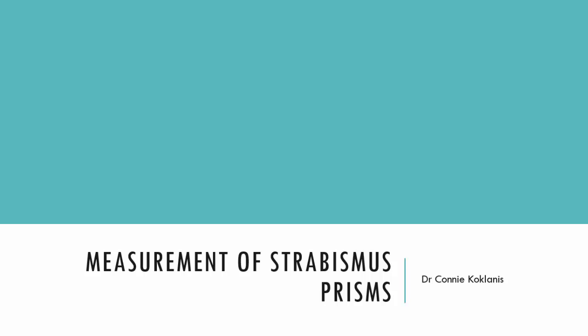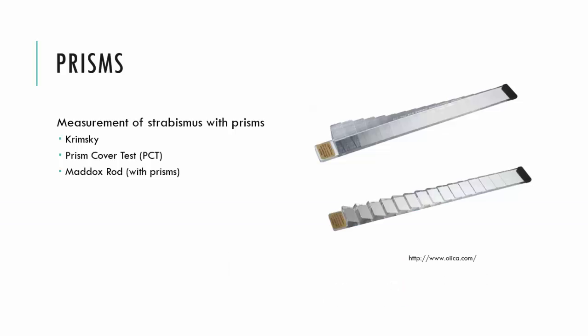In this video we're going to discuss very briefly some important concepts that relate to prisms that we need to know in order to understand how we go about measuring deviations utilising prisms. Now, in the subsequent videos we will be discussing three specific tests that utilise prisms in the measurement of strabismus. The Krimsky, the prism cover test, which includes both the prism alternate cover test and simultaneous prism cover test, and the Maddox rod.